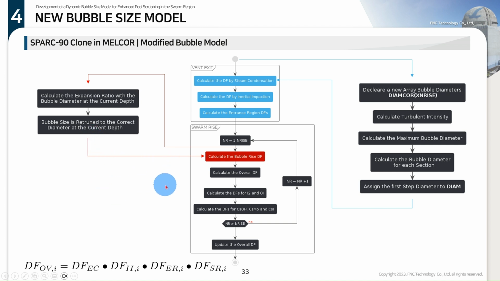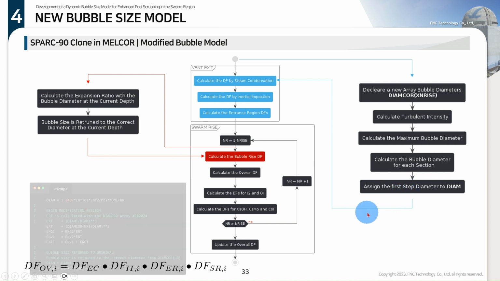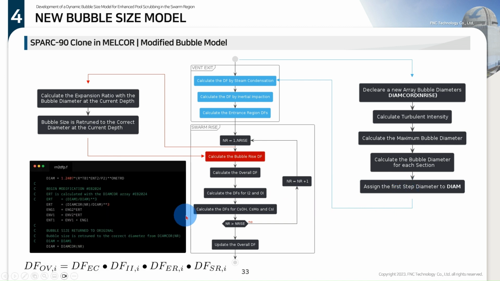And using that, the bubble number density has been changed to account for the average bubble diameter that was calculated from the correlation. And using that, we can continue with the correlation for each time in every section. When the height is increased, the new bubble diameter is calculated, and then a new bubble number density is assigned.